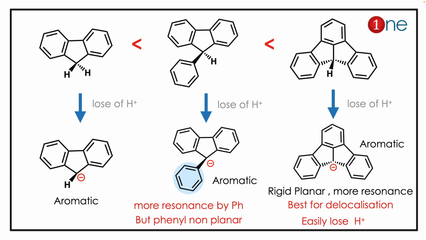So the resonance will be efficient. So it is best for delocalization. So it will easily lose the H plus. It will be more acidic. Then the second compound comes. The least acidic one will be the first one. The concept you have to learn here is that rigid compounds are good for delocalization.